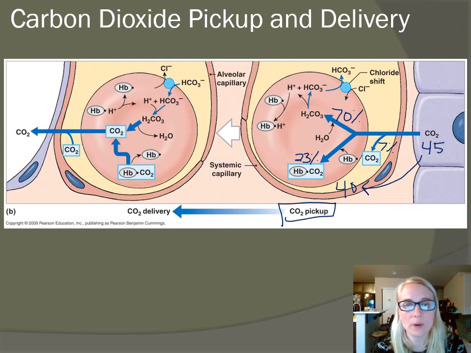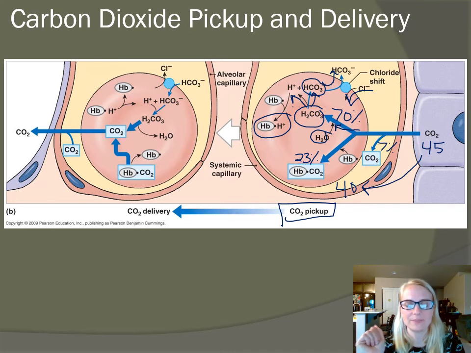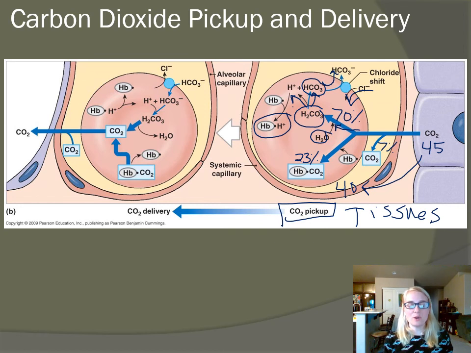So this is our carbonic anhydrase reaction, right? Water plus the CO2 that's coming in creates the carbonic acid. The carbonic acid splits into the hydrogen ions and the bicarb. The hydrogen ion is buffered by the hemoglobin. The bicarb is kicked out while a chlorine moves in. That's our chloride shift. So this is what's happening at your peripheral tissues. Carbon dioxide pickup.